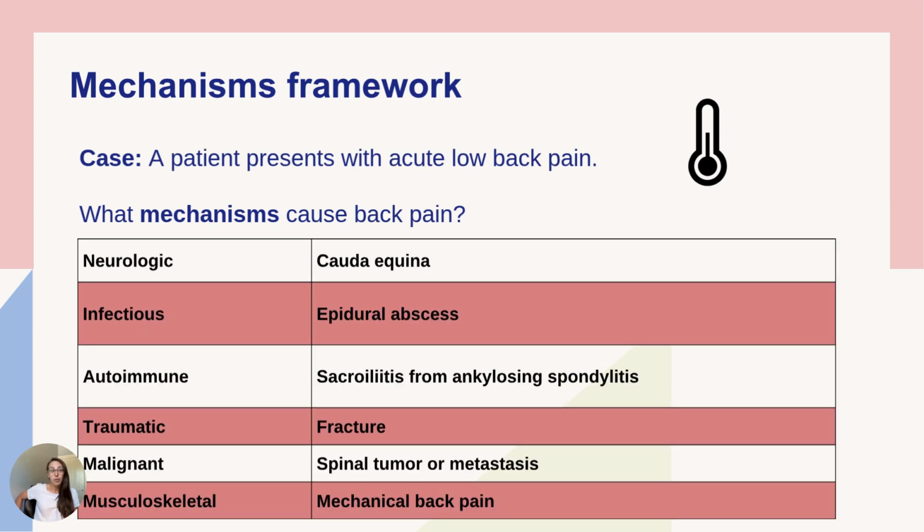A second example of the mechanisms framework would be a patient presenting with acute low back pain. Very common presentation, really, regardless of where you work. So, what I like to ask myself is what mechanisms cause back pain, right? We think of neurologic, could it be cauda equina? Could it be infectious, an epidural abscess, autoimmune, like sacroiliitis from ankylosing spondylitis? Could it be traumatic fracture? Could it be a malignant spinal tumor or metastases? And then lastly, musculoskeletal. Could it fall into that mechanical back pain presentation?